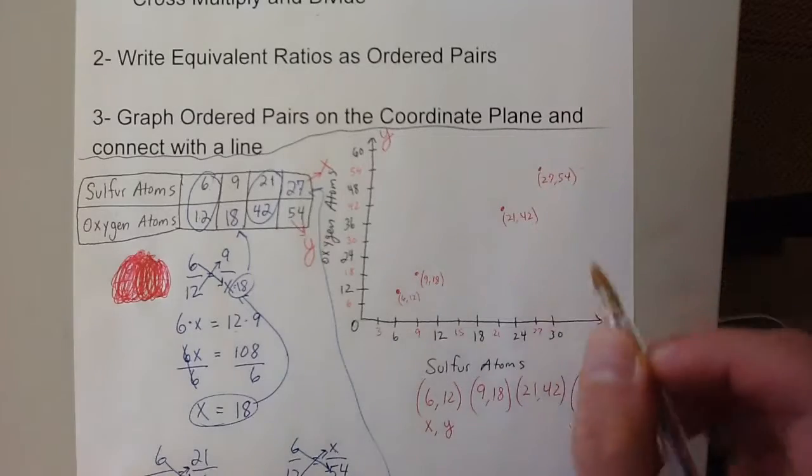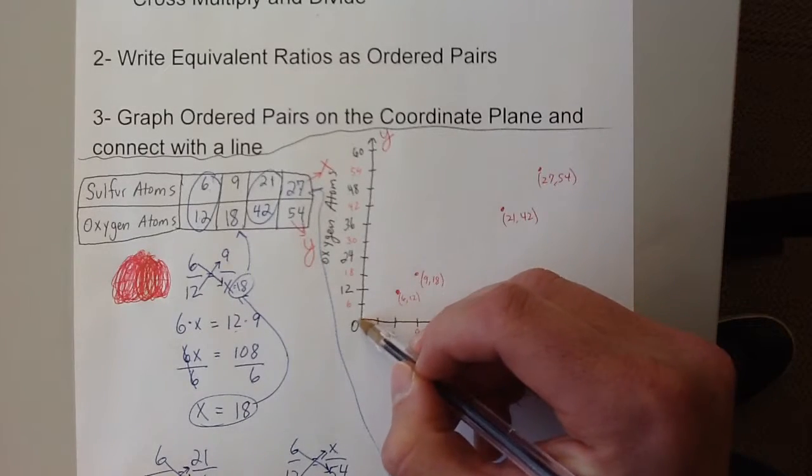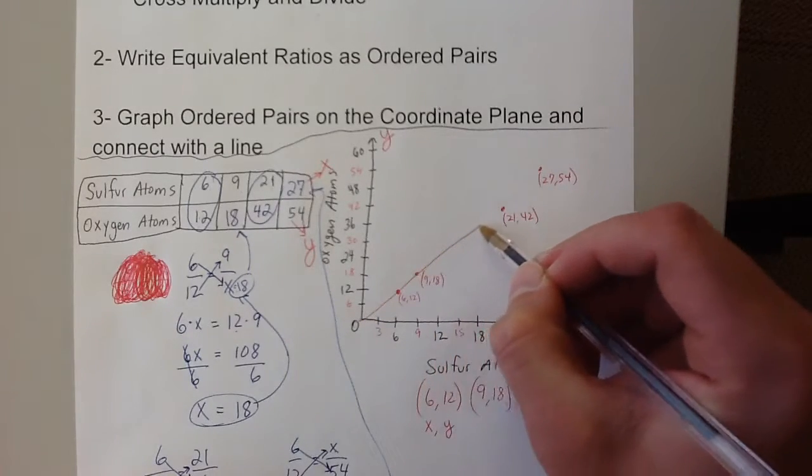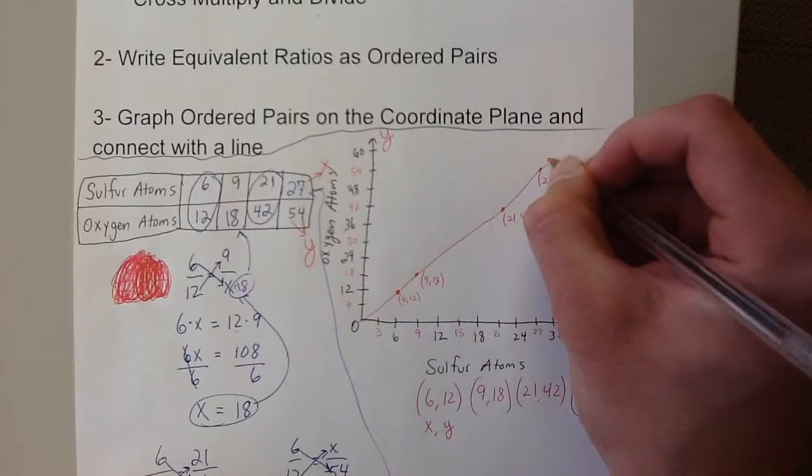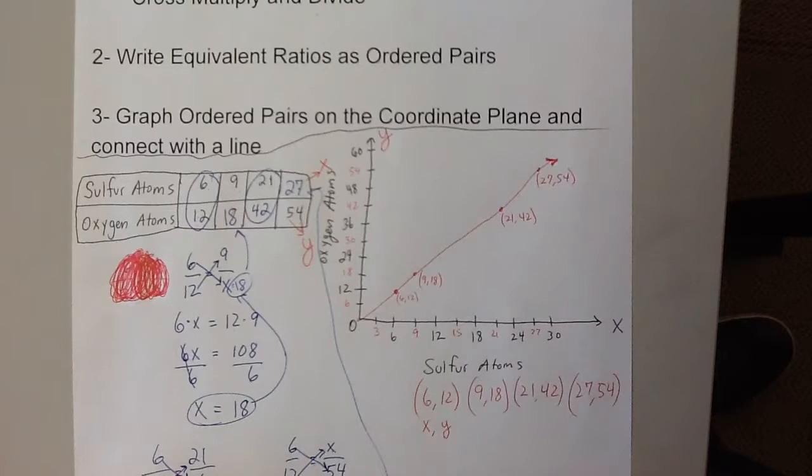Okay, so I have graphed my ordered pairs. The final step would be to draw a line. Draw a line through them. Should be a straight line. Okay, and then I put an arrow on the end of it since this is a line.